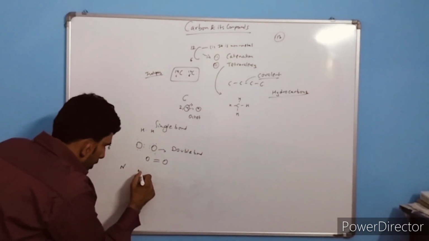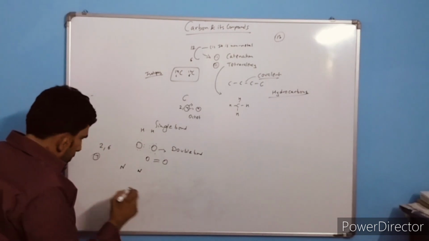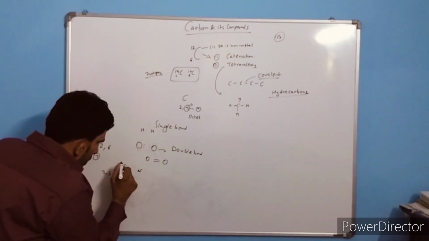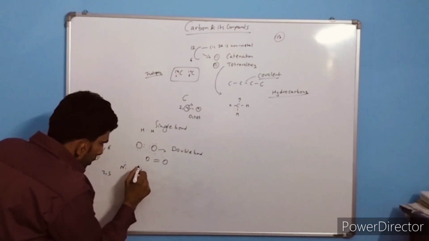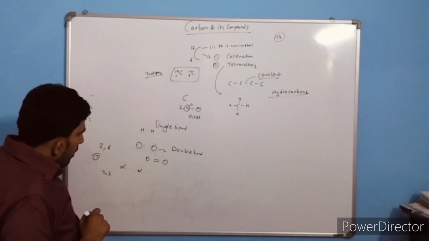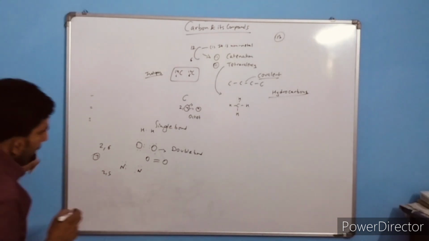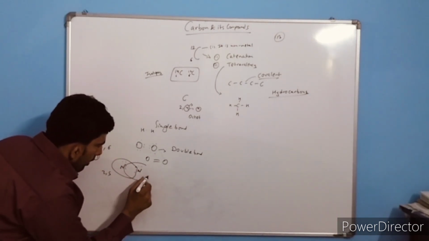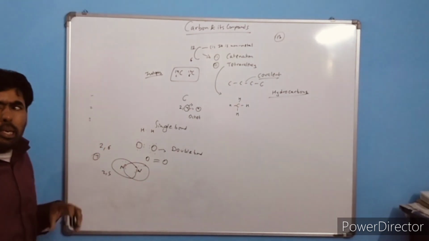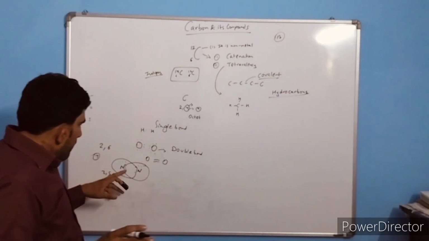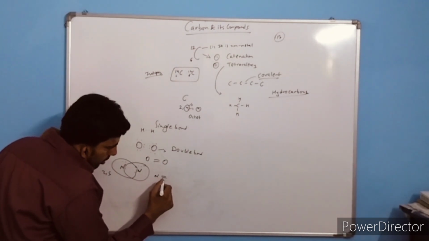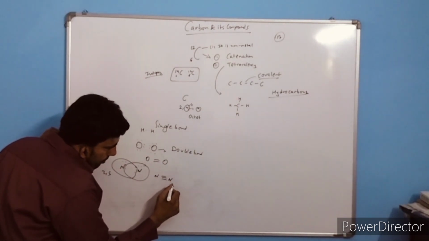We'll see, 2, 5. Okay, 2, 5. So 1, 2, 3, and 1, 2; 1, 2, 3, and 1, 2. Now, what will happen? It will share like this. It will share like this. So they are sharing 3 electrons each. So we will say it is a triple bond.